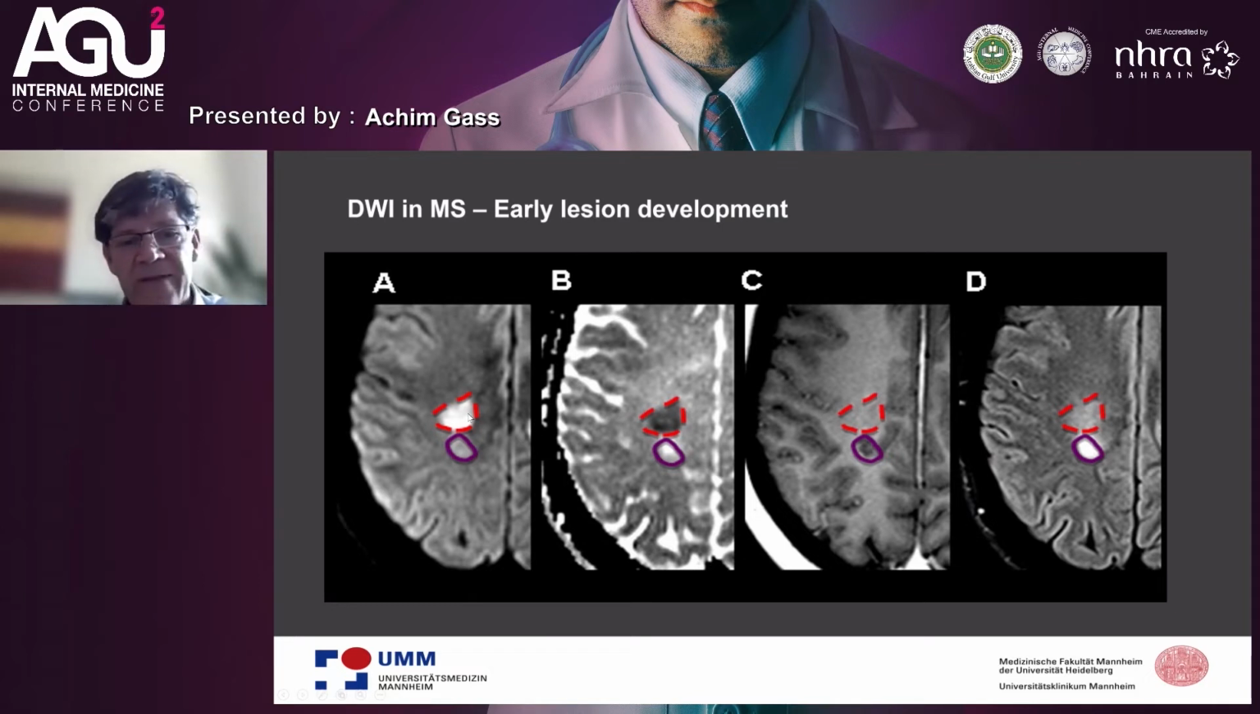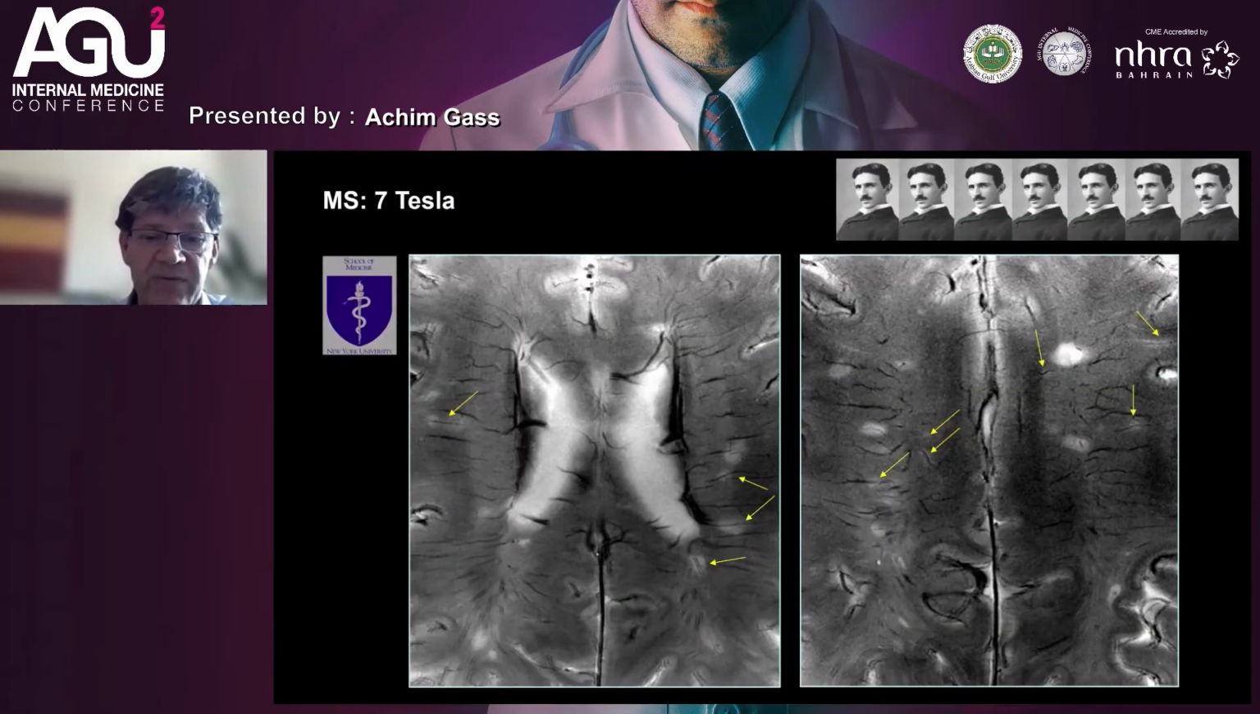So that's one other possibility to detect acute lesions, and we use this all the time because it can be done very quickly in less than 2 minutes, and you have some extra information.